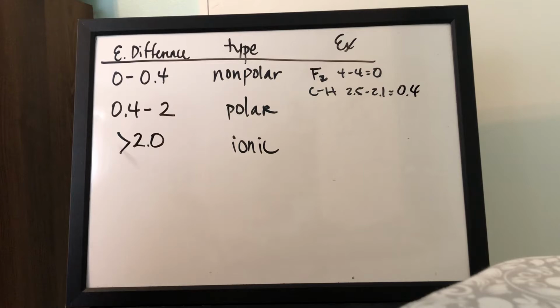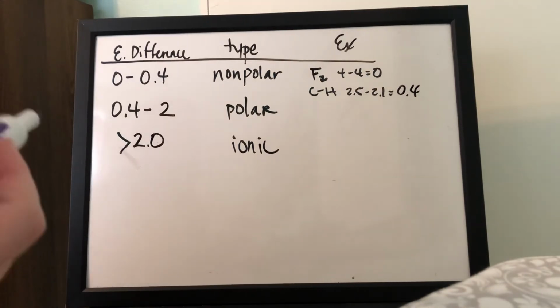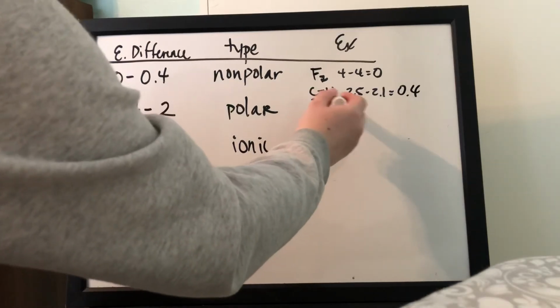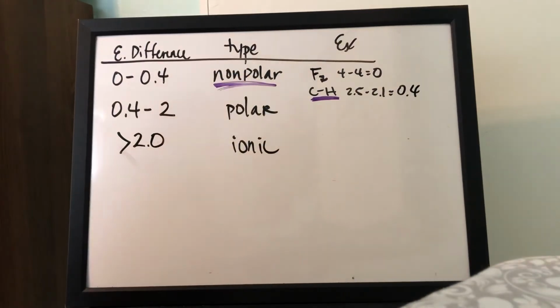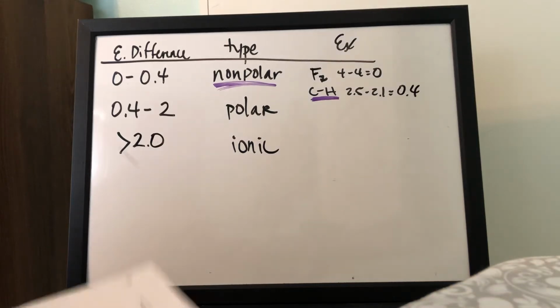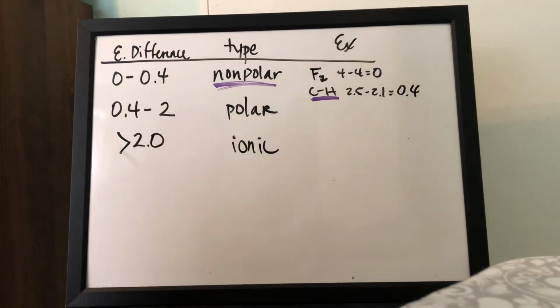But for our purposes, and this is a huge takeaway, you might want to write this down somewhere in the margin of your paper, carbon-hydrogen bonds are considered nonpolar. Because the electronegativity difference is small enough that carbon doesn't really attract the electrons any more than hydrogen does. So all carbon-hydrogen bonds are considered nonpolar. And we'll go over that in class.